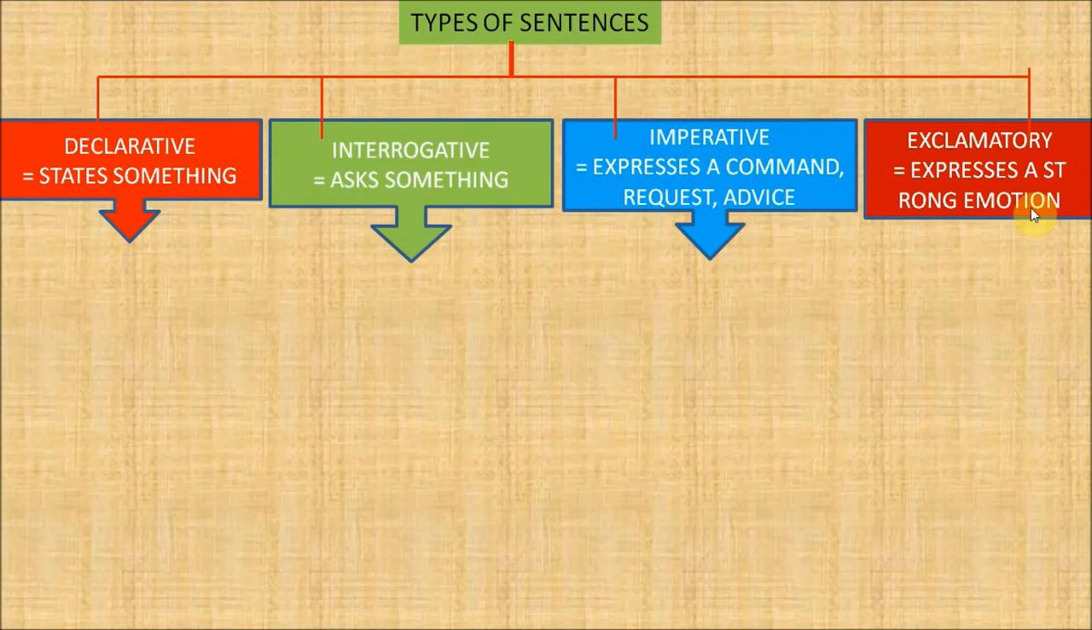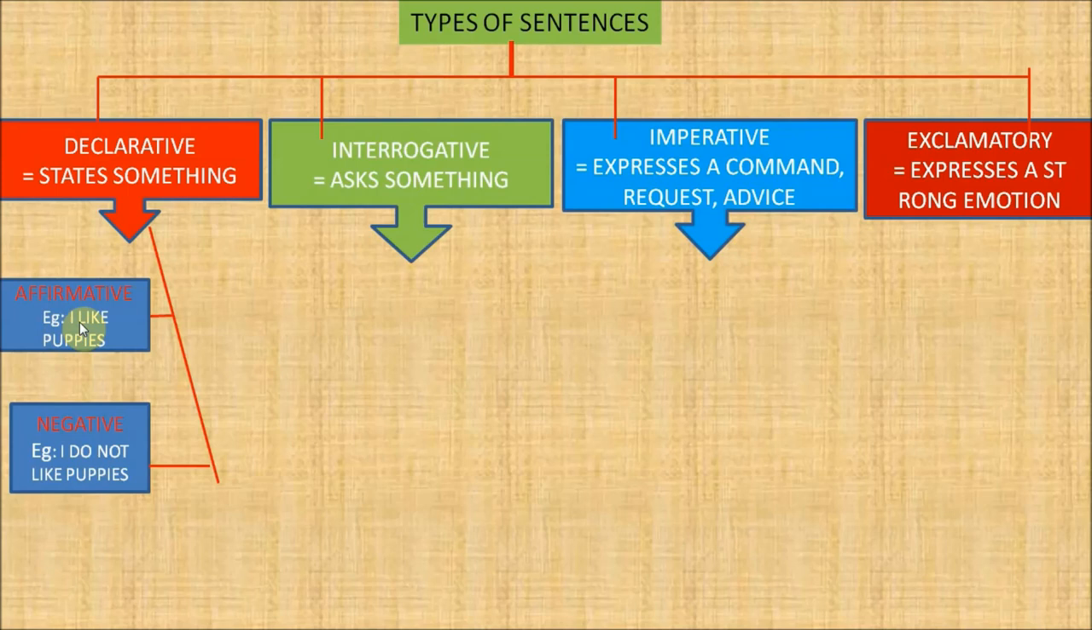Now, there are two types of declarative sentences, namely affirmative sentence and negative sentence. So, affirmative sentence, for example, I like puppies. This is a positive sentence. And negative sentence, for example, I do not like puppies. So, it is a negative sentence.